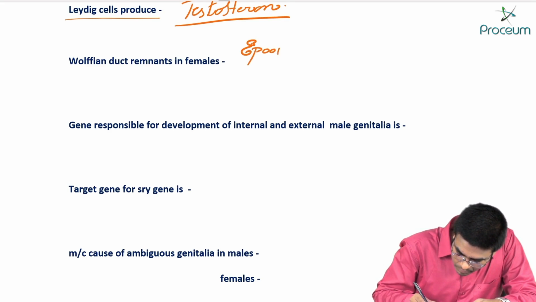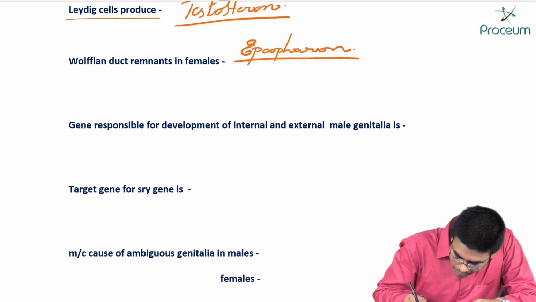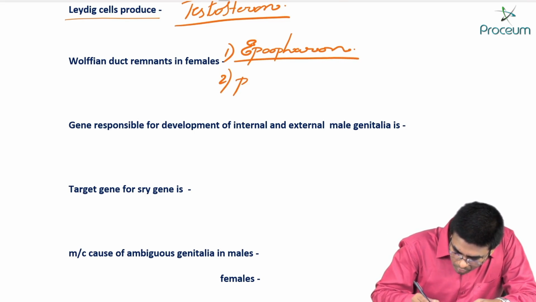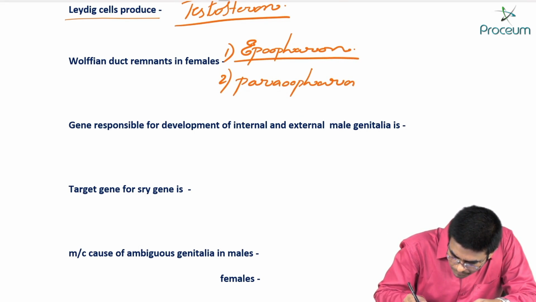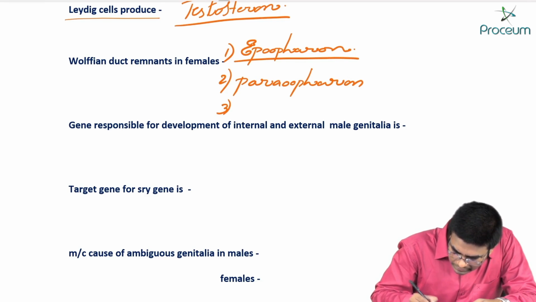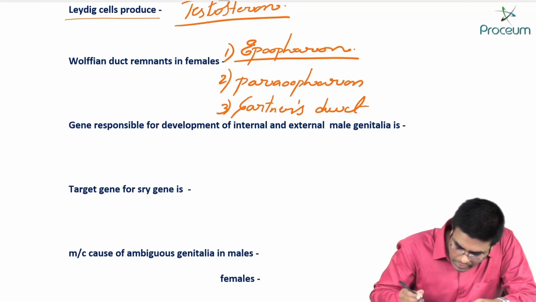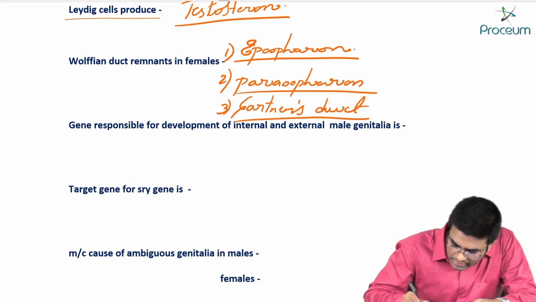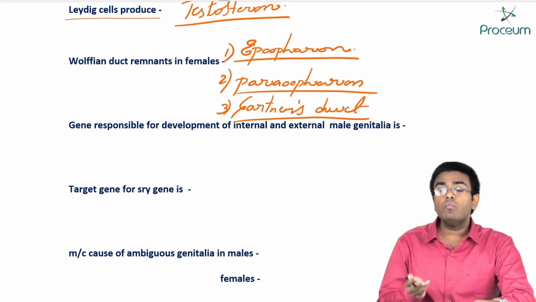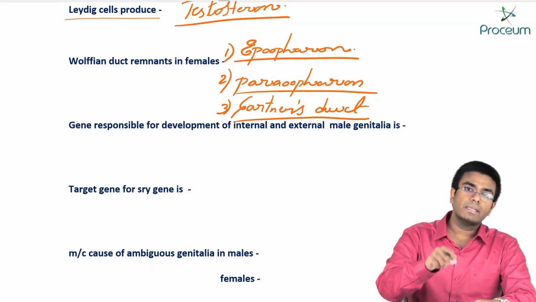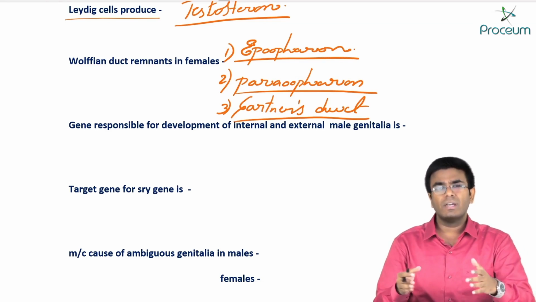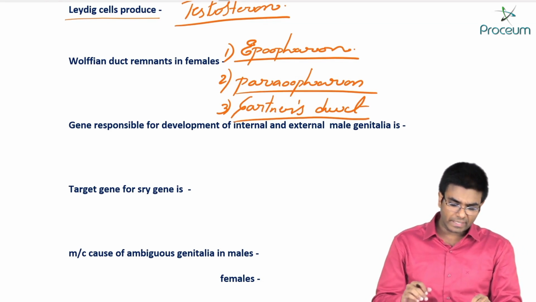Epoophoron, paraphoron, and Gartner's duct. These are the Wolffian duct remnants in a female, which are present in the broad ligament. Okay, that we will discuss later.